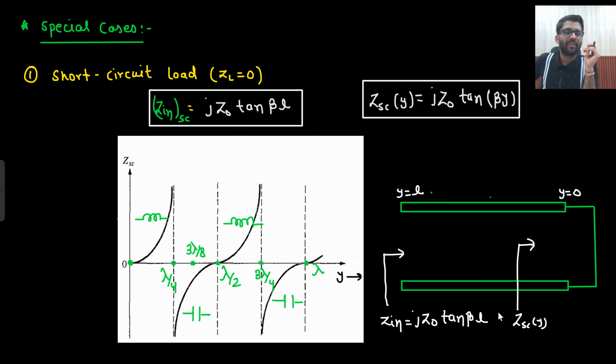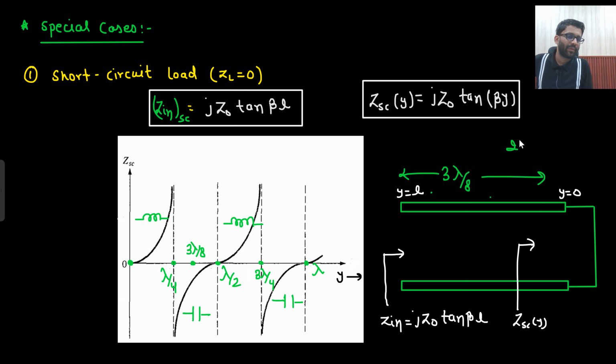Now, what kind of questions can be asked? The question can be that your load is short circuited and the length of your transmission line is lambda by 8. So what will be the nature of the input impedance? That will be inductive for lambda by 8 distance, because from 0 to lambda by 4 it would be inductive only. If they say the length is 3 lambda by 8, what will be the nature of the input impedance?